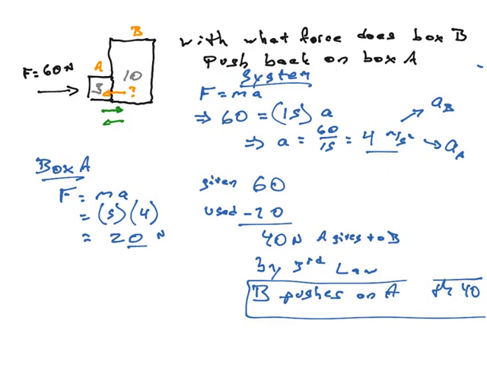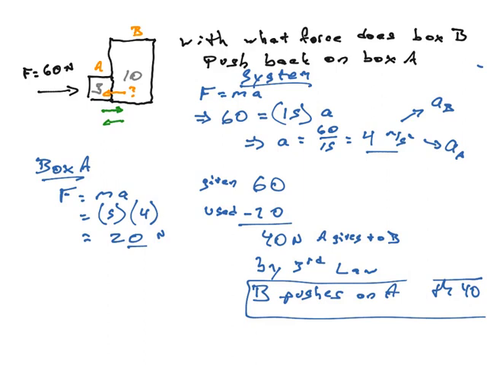So I say, all right, let's look at just box A by itself. F equals ma on him. I gave box A 60 newtons, but we're not going to look at that. All we're going to look at is if box A has an acceleration of 4, what force is required to do that? So what's box A's mass? 5. What's the acceleration he needs to get to? 4. So 5 times 4 is 20. That means A, whatever I give him, is only going to use 20.